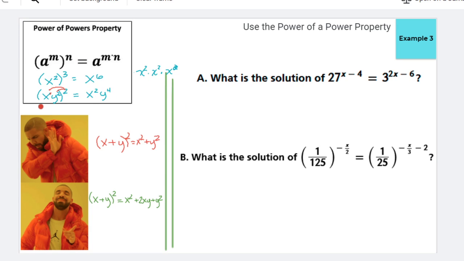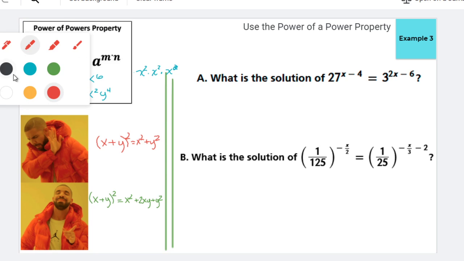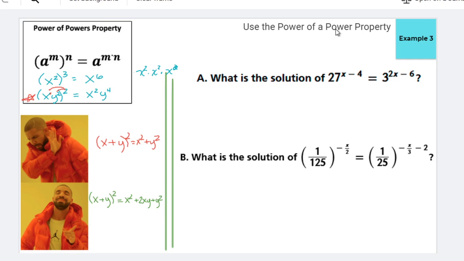Now, you have to be very careful in a situation like this, or else you get this Drake meme. Oops. We cannot, absolutely 100% cannot distribute an exponent across addition. Okay, this is called the freshman's dream. Made fun of so many people in college for this, guys. So you cannot take an exponent and distribute it.